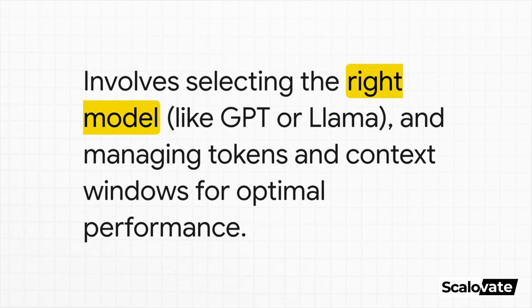Go a little deeper and you hit the AI model layer. This is where the big decision gets made. Which brain are we going to use for this job? Is it a GPT model, Claude, Llama? And it's not just picking one. You have to manage its short-term memory, things like tokens and context windows, to make sure it has just enough info to be helpful without getting slow or confused.